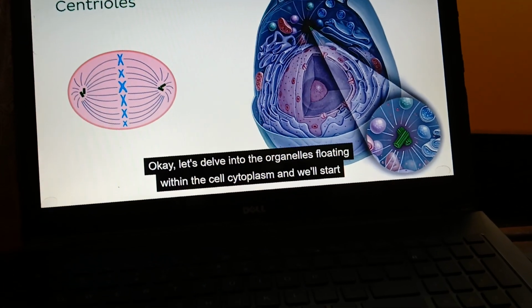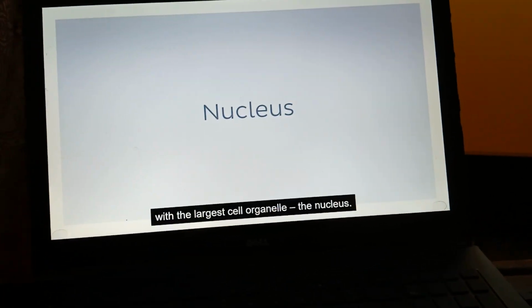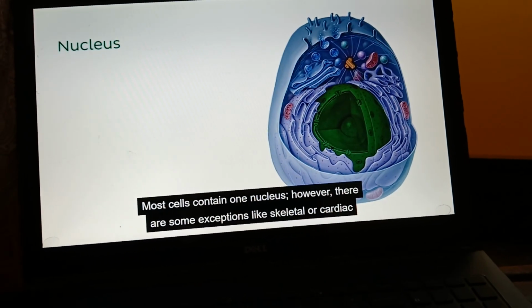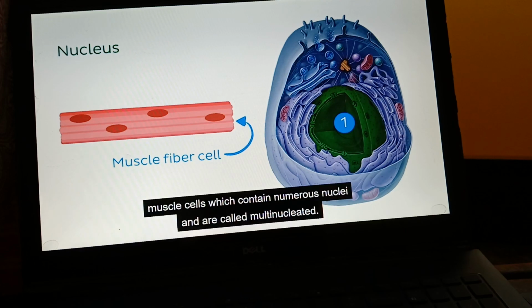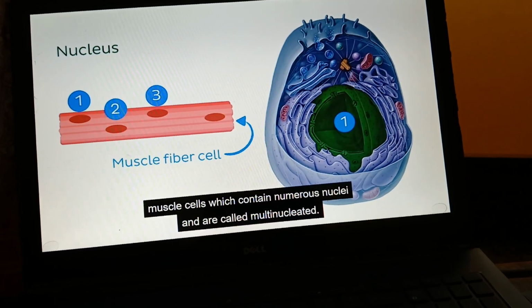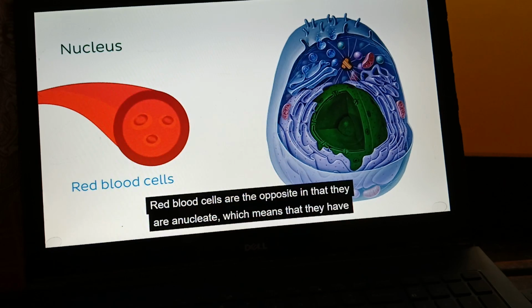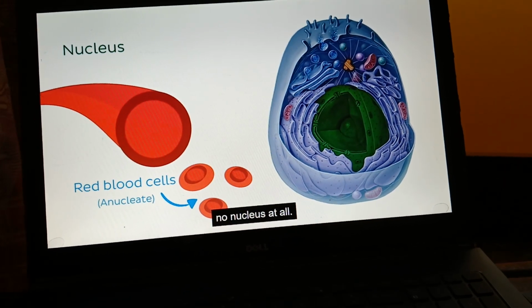Okay, let's delve into the organelles floating within the cell cytoplasm. We'll start with the largest cell organelle, the nucleus. Most cells contain one nucleus. However, there are some exceptions, like skeletal or cardiac muscle cells, which contain numerous nuclei and are called multinucleated. Red blood cells are the opposite, in that they are anucleate, which means that they have no nucleus at all.